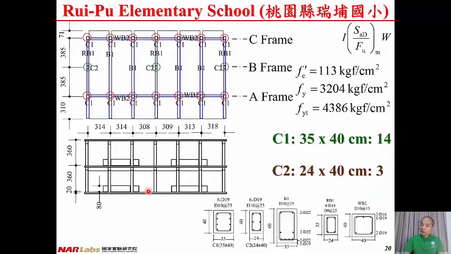This is the elevation of the building. This is the plan view of the building. And there are totally 14 columns C1 and 3 columns C2. And the dimension of C1 is 35 by 40 centimeters. And the dimension of C2, the cross-sectional area of C2, is 24 by 40 centimeters.